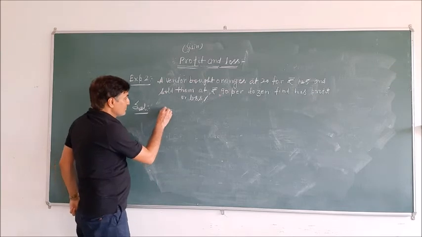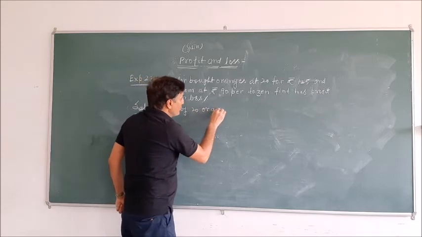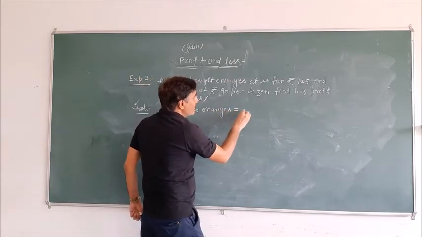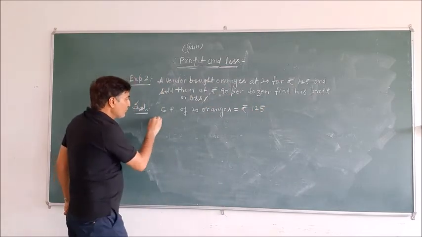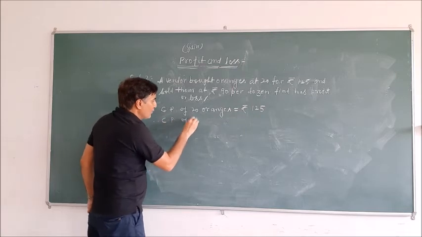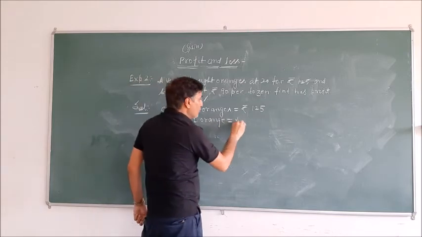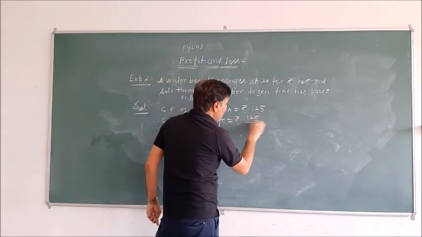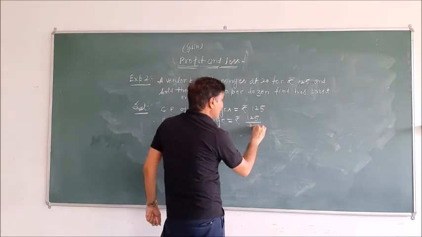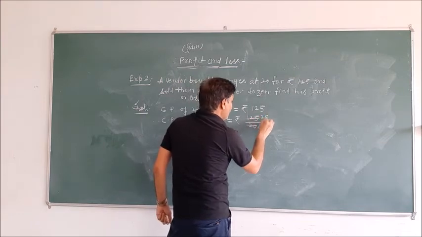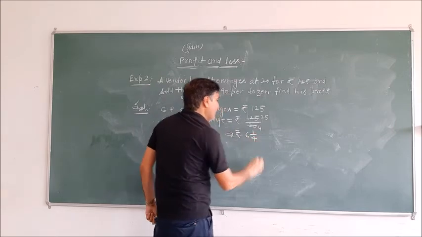Here the cost price of 20 oranges is equal to rupees 125. Therefore the cost price of one orange becomes rupees 125 upon 20, and that becomes 25 upon 4. This becomes rupees 6 whole 1 by 4.